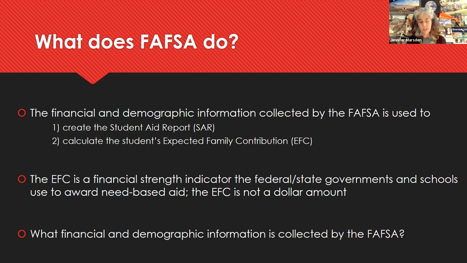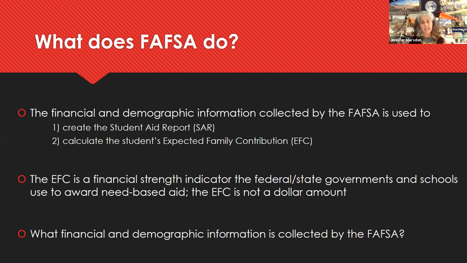And all this information, once you enter it, the FAFSA spits out what's called the student's SAR, the student aid report, which is a summary of all the information that you and your student will enter into the FAFSA. And the really important part of that student aid report is the student's expected family contribution, or the EFC. So important, you'll see the EFC sometimes with a dollar sign in front of it. It is not a dollar amount, it is a financial strength indicator. That's one of the things they're going to change next year. They're not going to call it the EFC anymore.